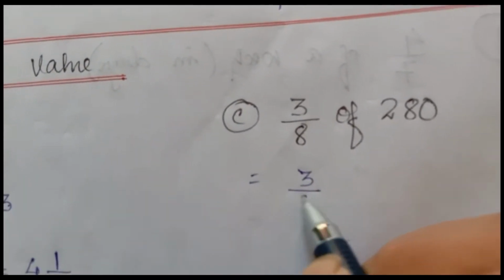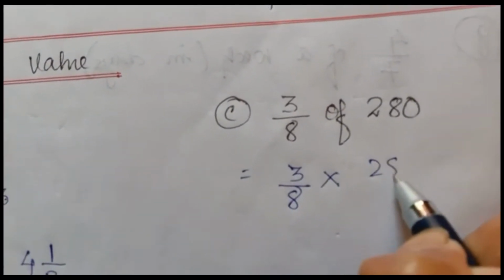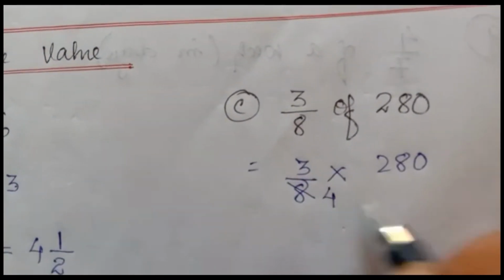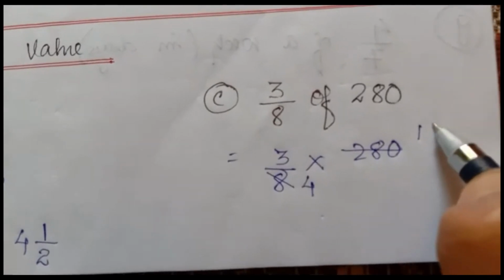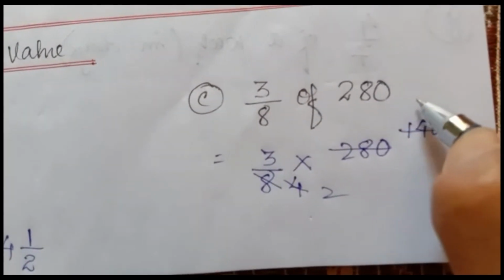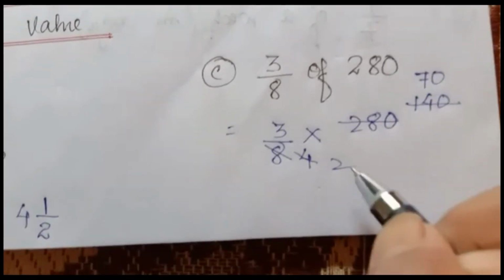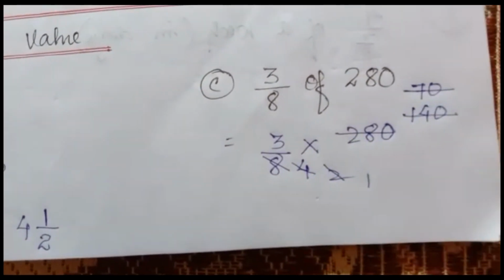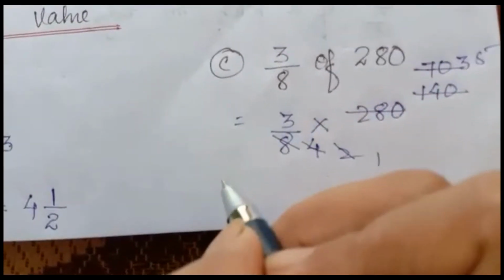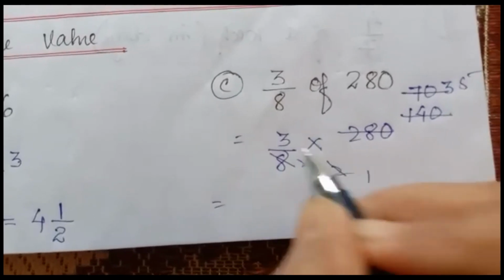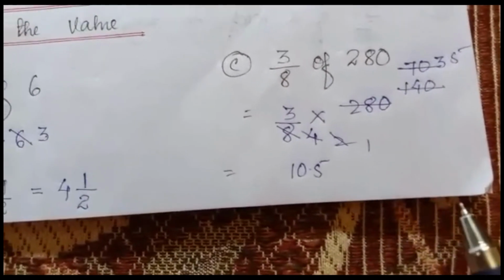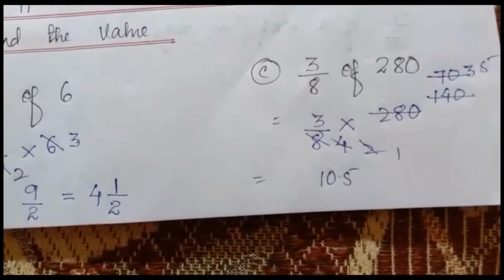Again 3 by 8 into 280. You can cancel this 8 and 280. 2 4s are 8, 2 1s are 2, 2 4s are 8, 0, 2 2s are 4, 2 7s are 14, 0, 2 1s are 2, 2 3s are 6, 2 5s are 10. Now 3 into 35. 3 5s are 15, 3 3s are 9 plus 1, 10, 105. Divided by 1. No need to write this one in the denominator. Your answer is 105.